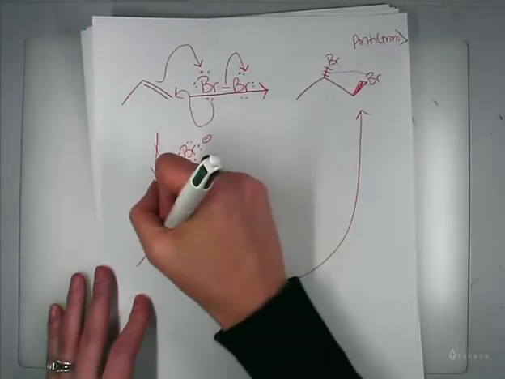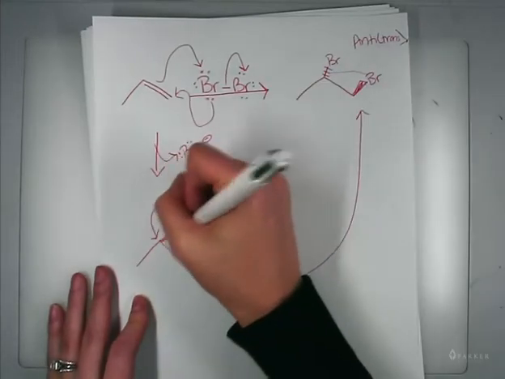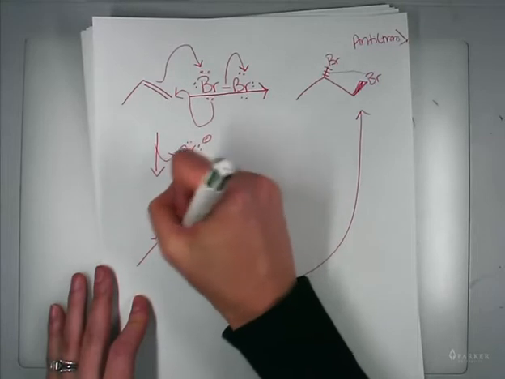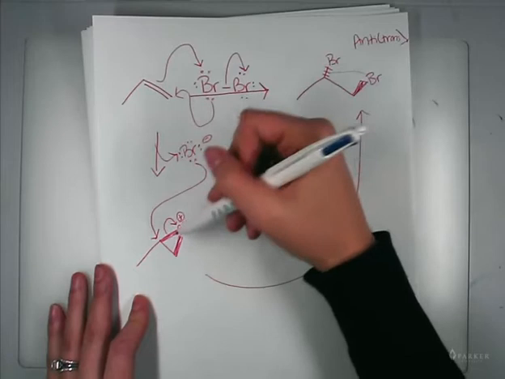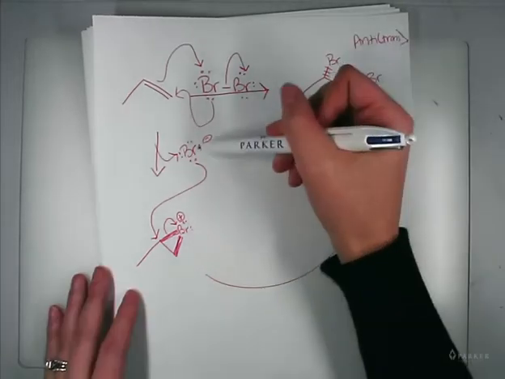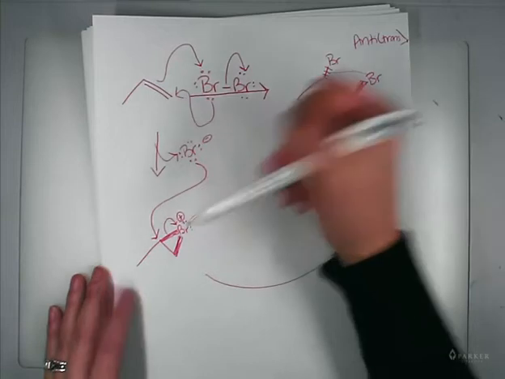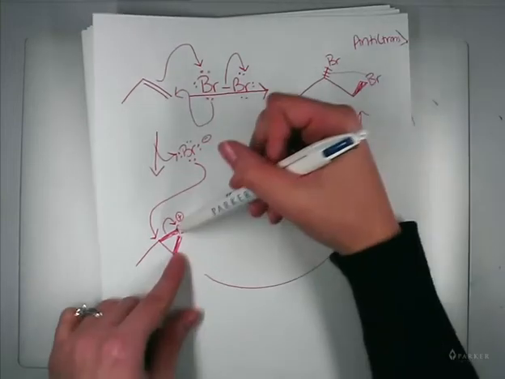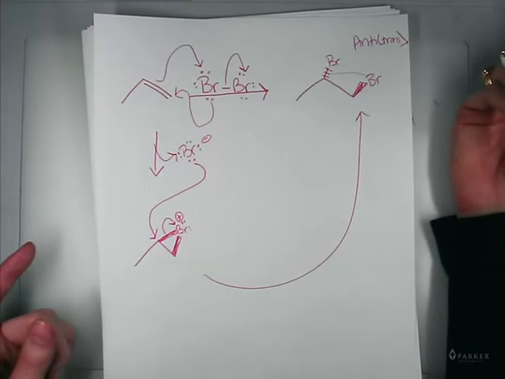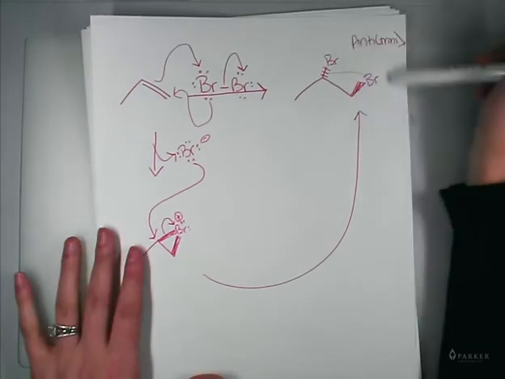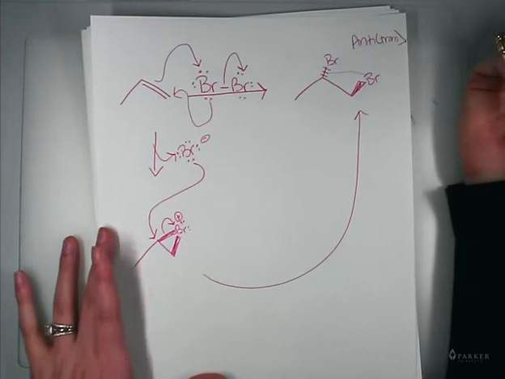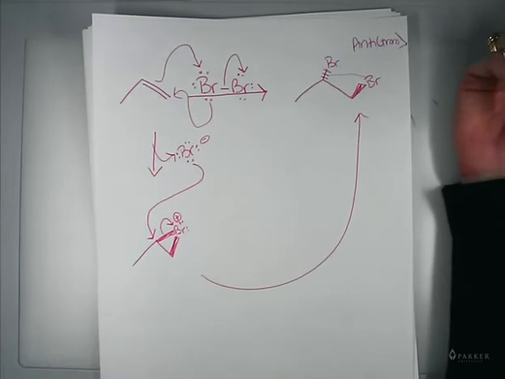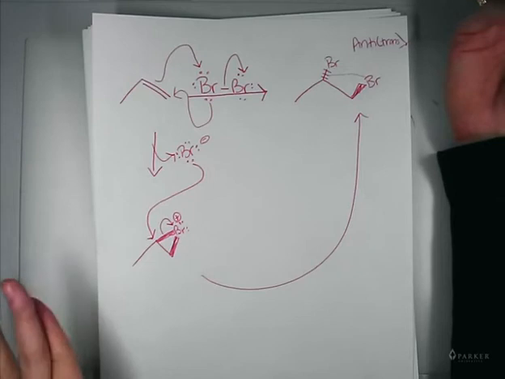Now, bromine's large, so let's just pretend these are both wedges. It could be whatever. Then this bromine will want to come in on the opposite side, kind of like an SN2. So this will always come in on the opposite side of where the bromine is. Meaning if this is going forward, it's going to come in from the back. So you'll always get a wedge and a dash. Any questions about this one?